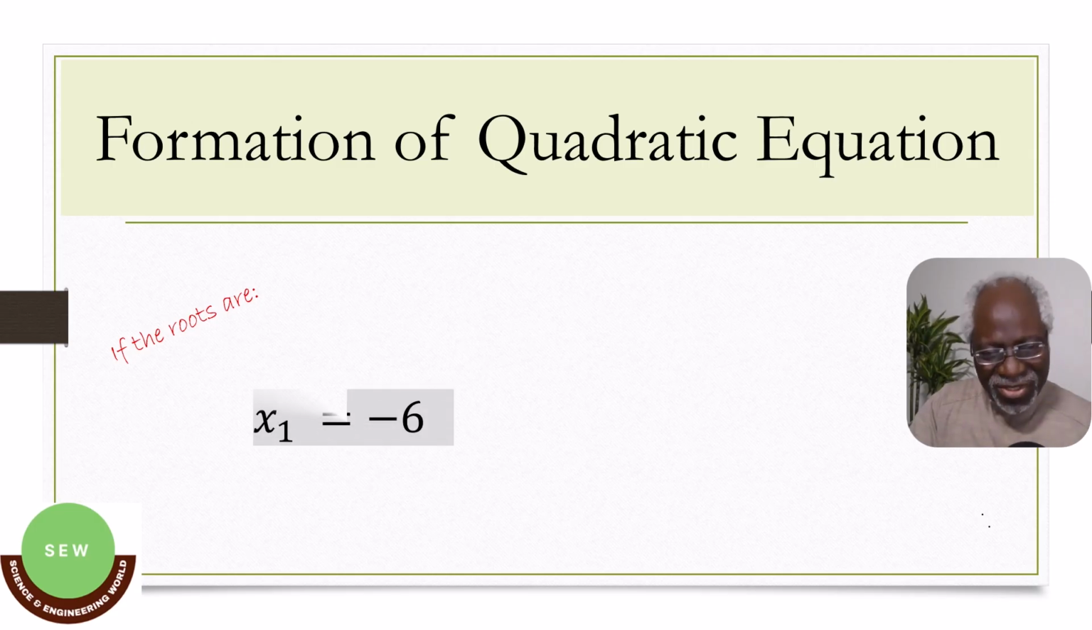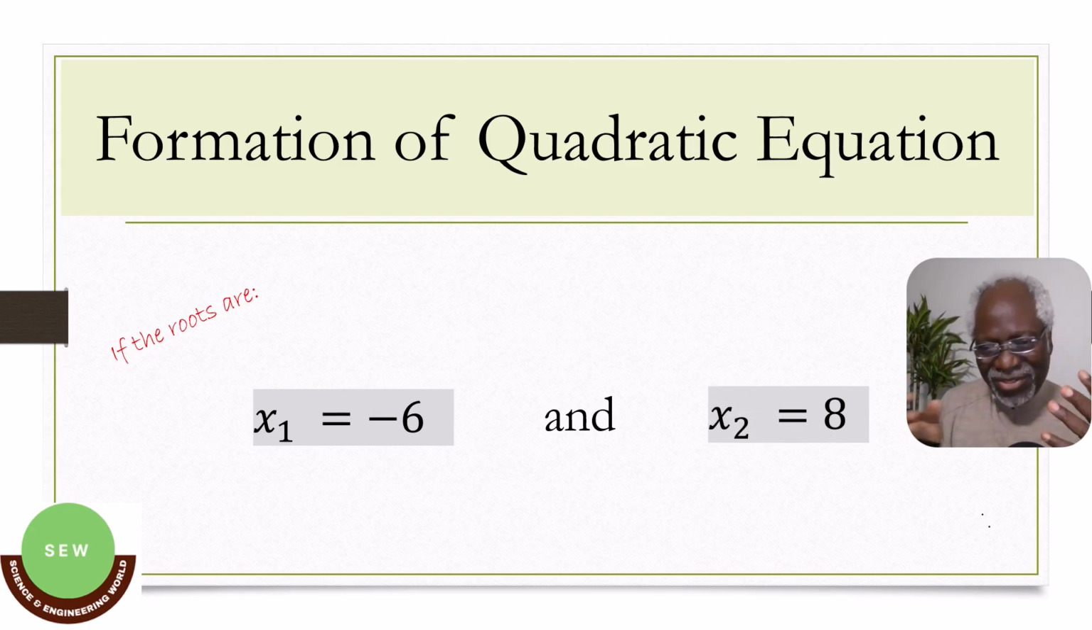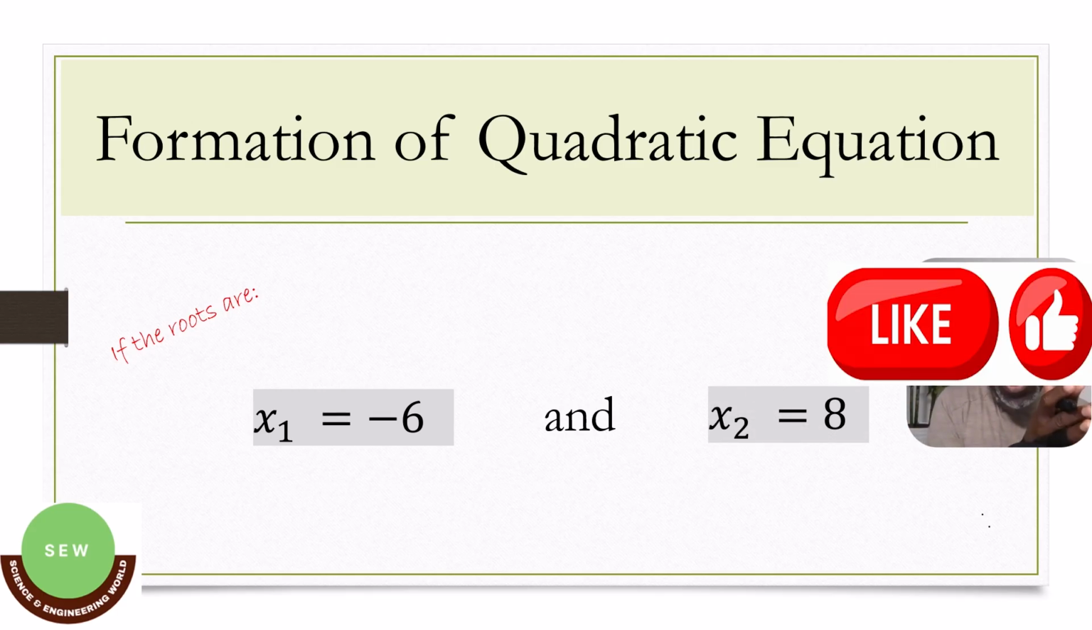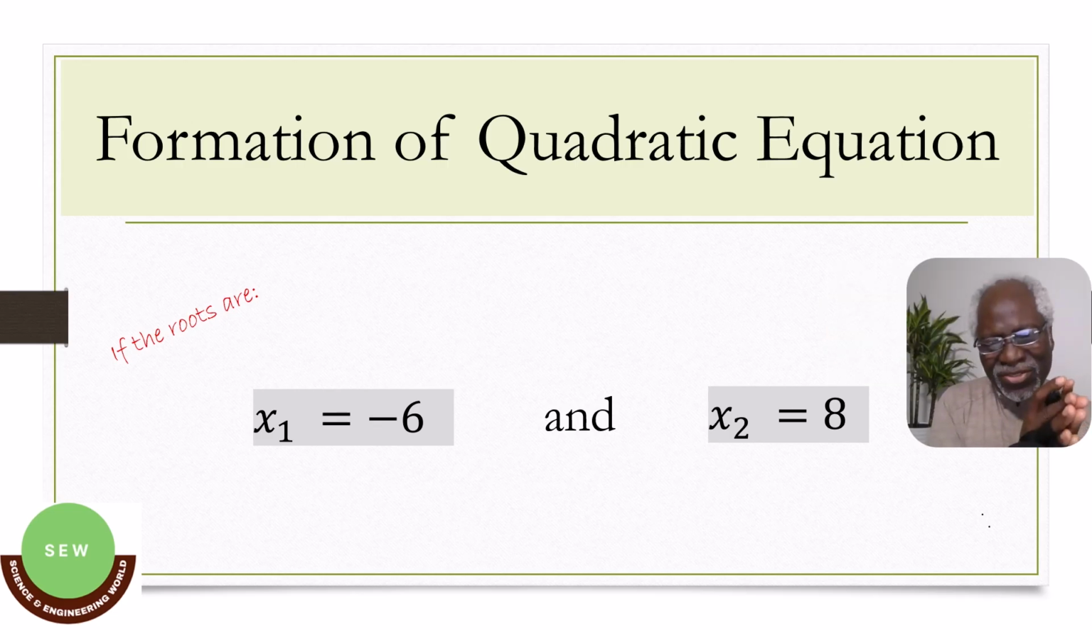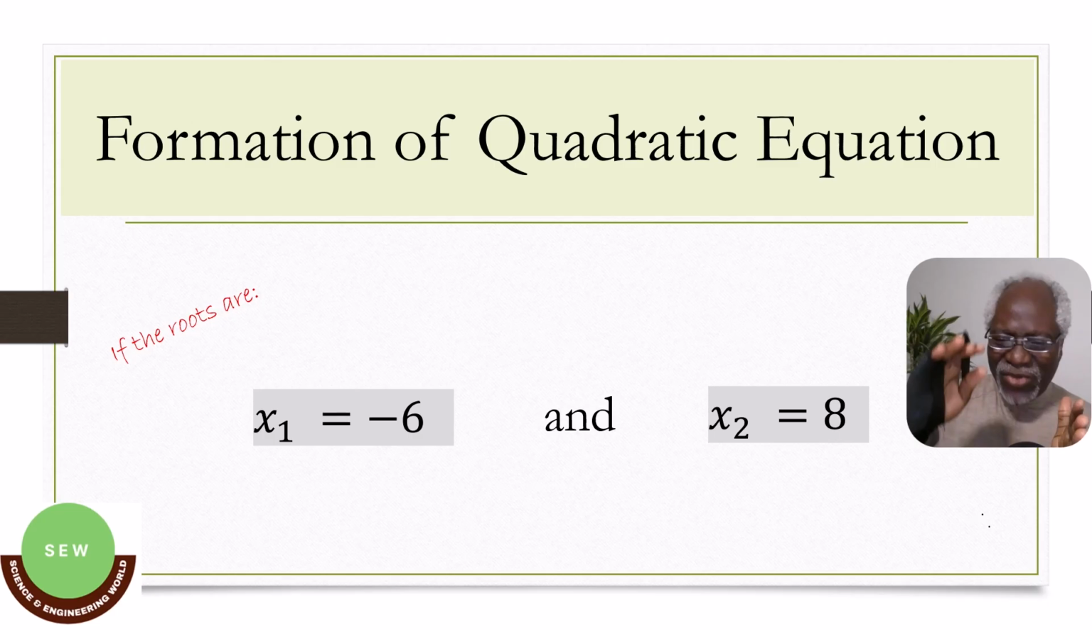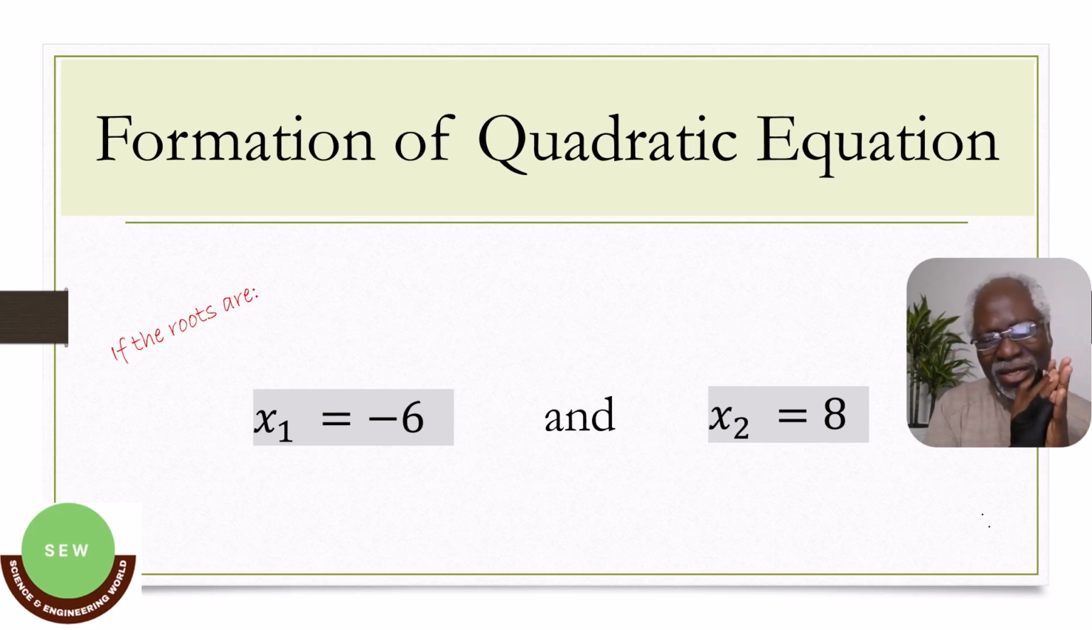One root is x equals -6 and the second root is x equals 8. So we have these two roots and we want to form an equation from it. Not only that, we want to use this equation to plot the profile of the equation just like we have done earlier on. Very interesting. Let's do this together again.